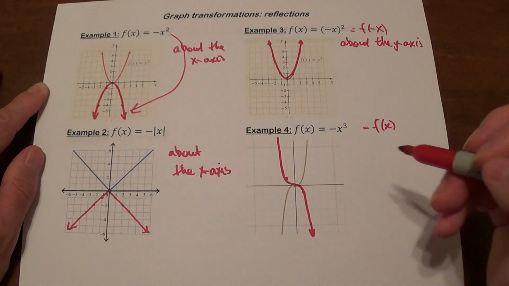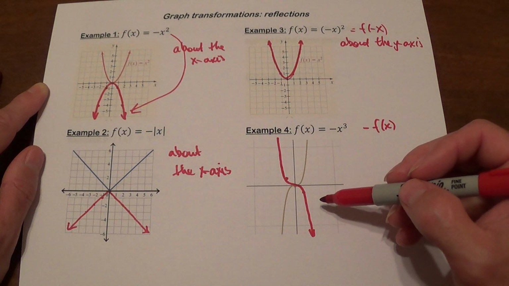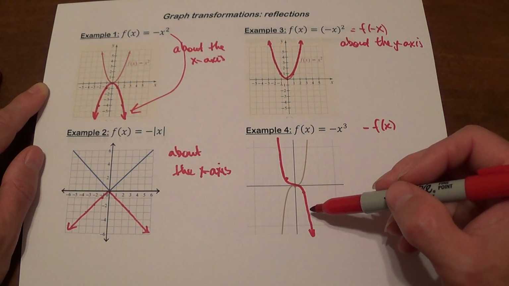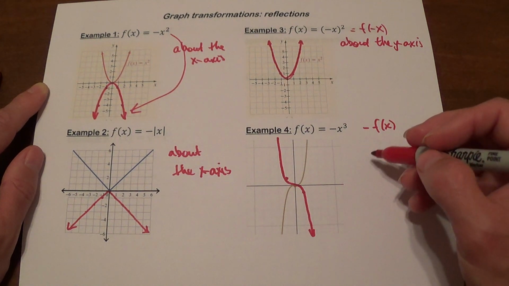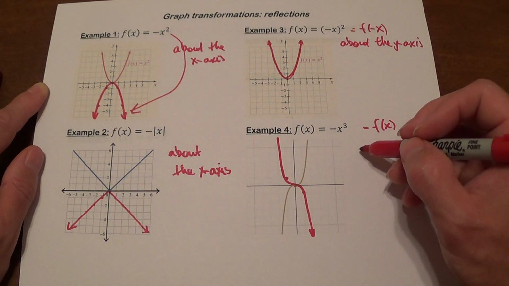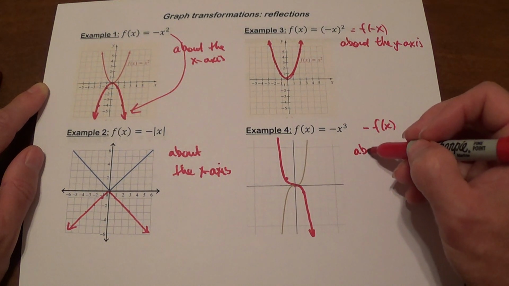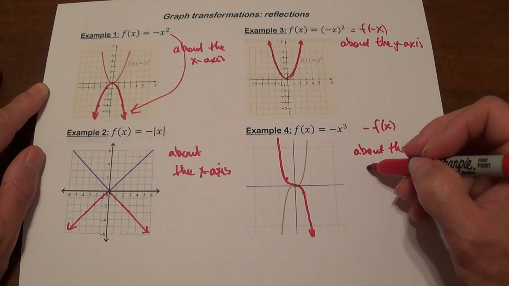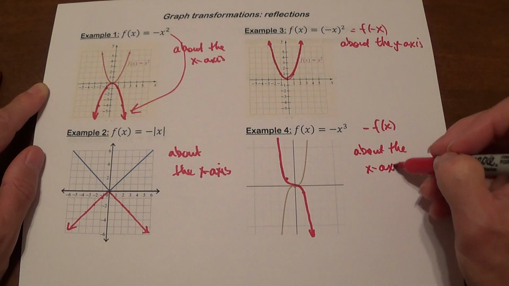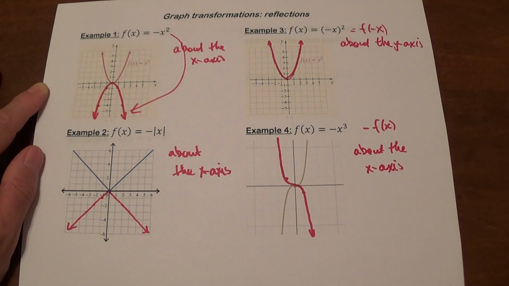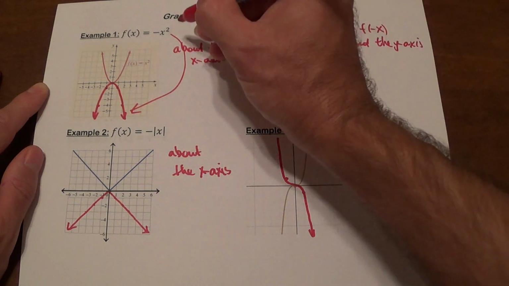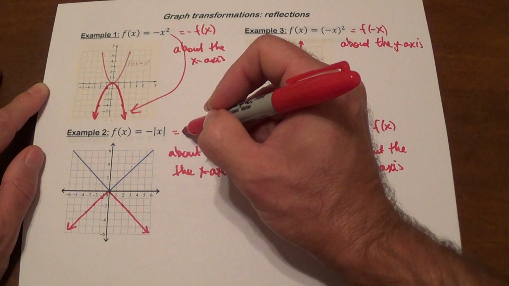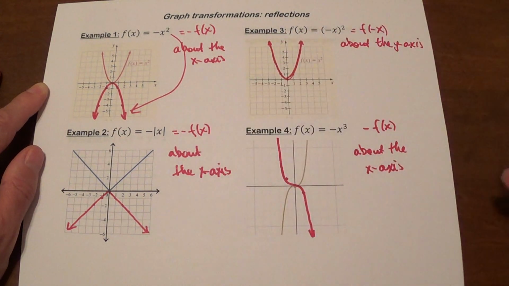Okay, but an interesting thing about this graph is that it's kind of unique, because this one is going to be exactly the same if you reflect it about the y-axis. But a proper transformation here is a reflection about the x-axis. Let me write this here: negative f of x, and this is also negative f of x.